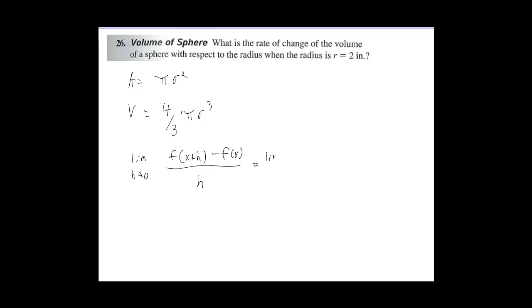So we're going to take the limit as h approaches 0 of 4/3 pi. My radius is 2, so 2 plus h cubed, minus my function value evaluated at the particular x, which is 2 here. So minus 4/3 pi times 2 cubed, all of that over h, and we're taking the limit as h approaches 0. So try to finish this one.